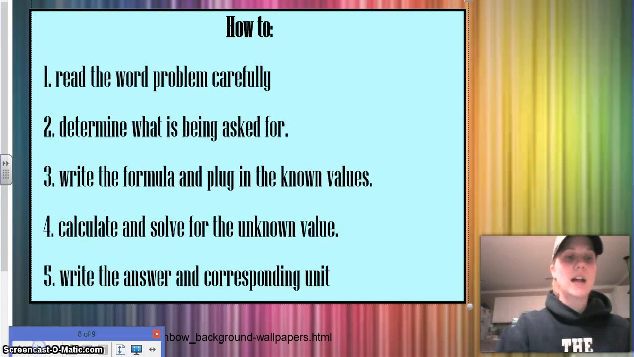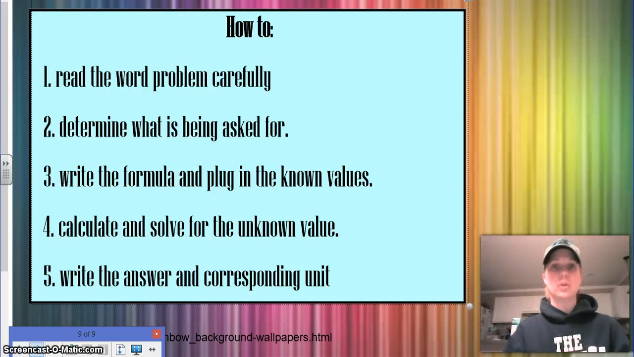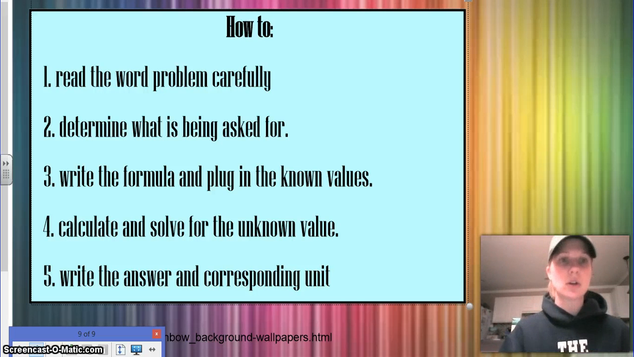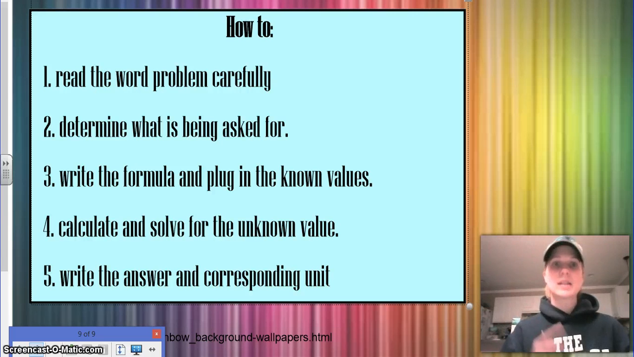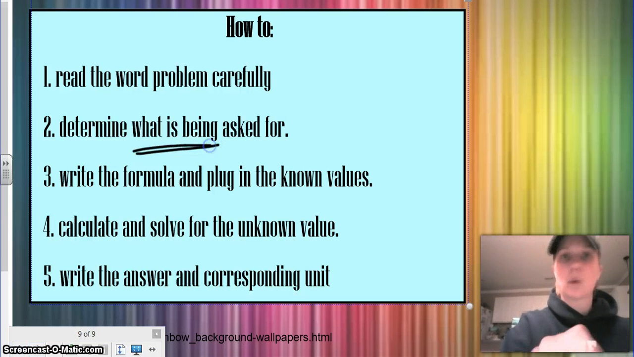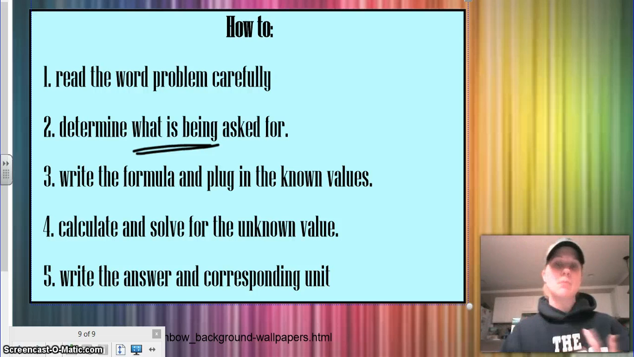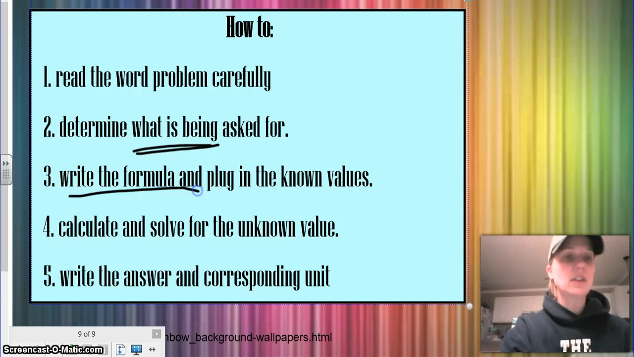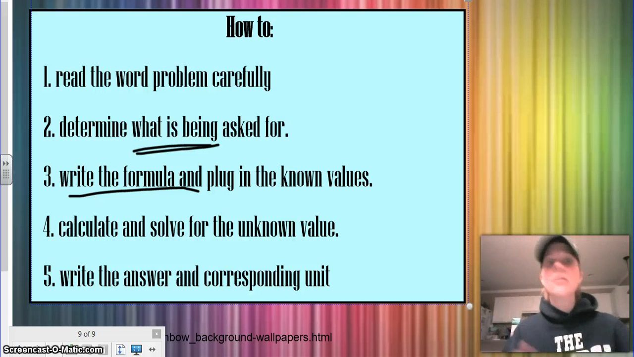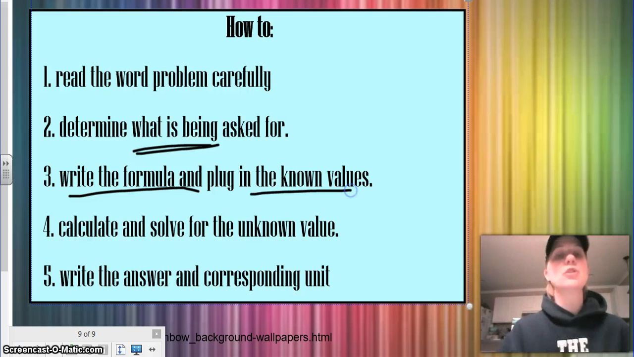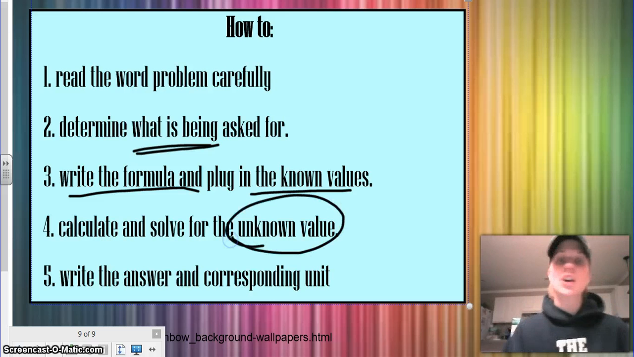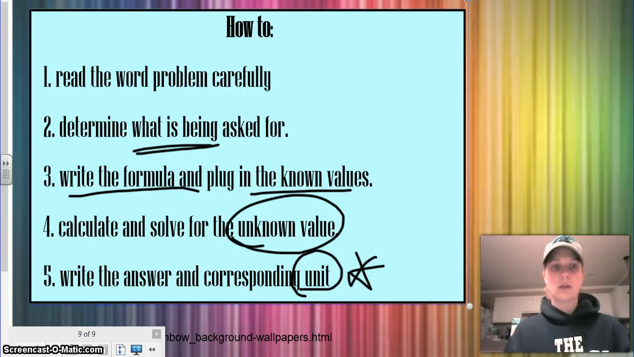All right, so last thing to kind of talk about is what to do when we solve a density problem. First, read the problem really carefully. Second, you got to know what's being asked for. So is it volume? Is it density? Is it mass? Third, write out the formula. It doesn't hurt you. I know all of y'all are quick math guys. Write out the formula, okay? And then plug in your values that you know. Fourth, calculate and solve for that unknown value. Fifth, write out your answer with the unit. Do not forget your units, okay?